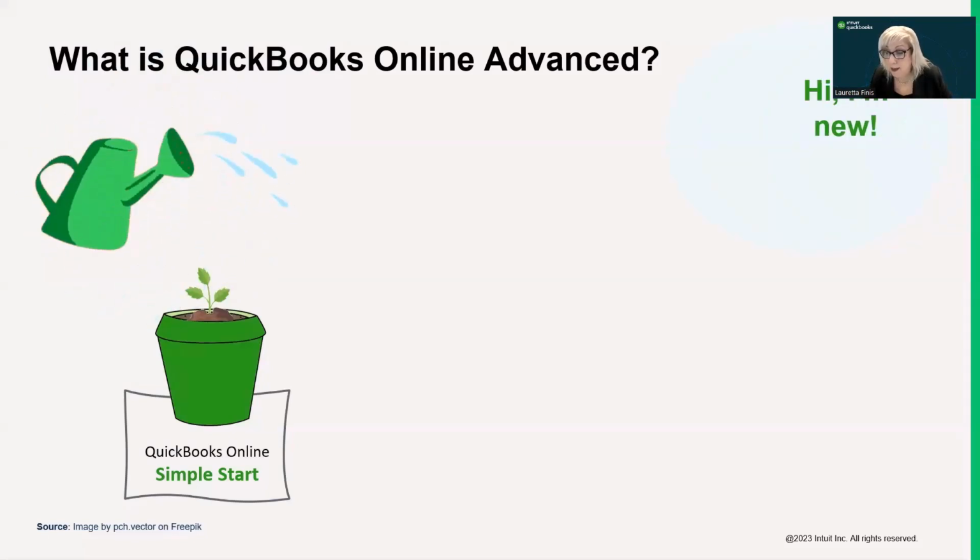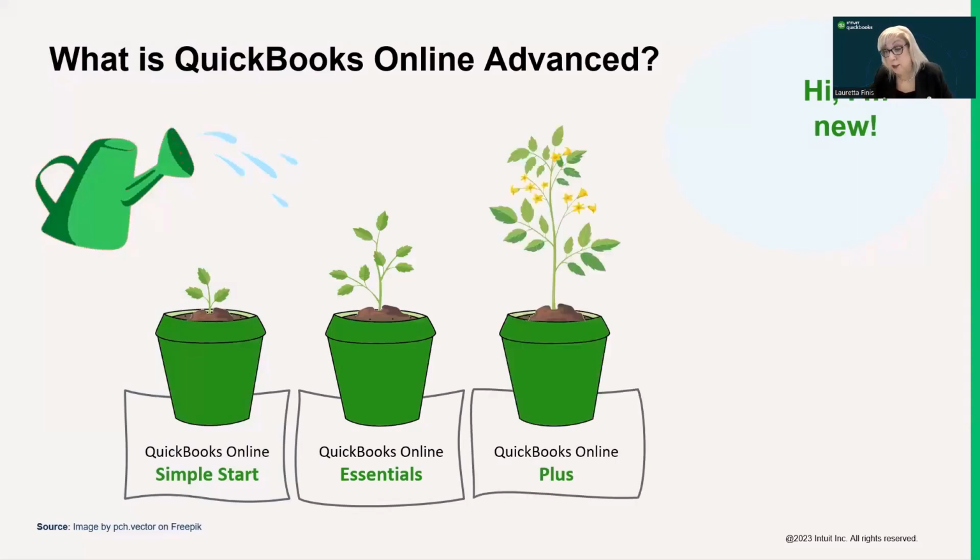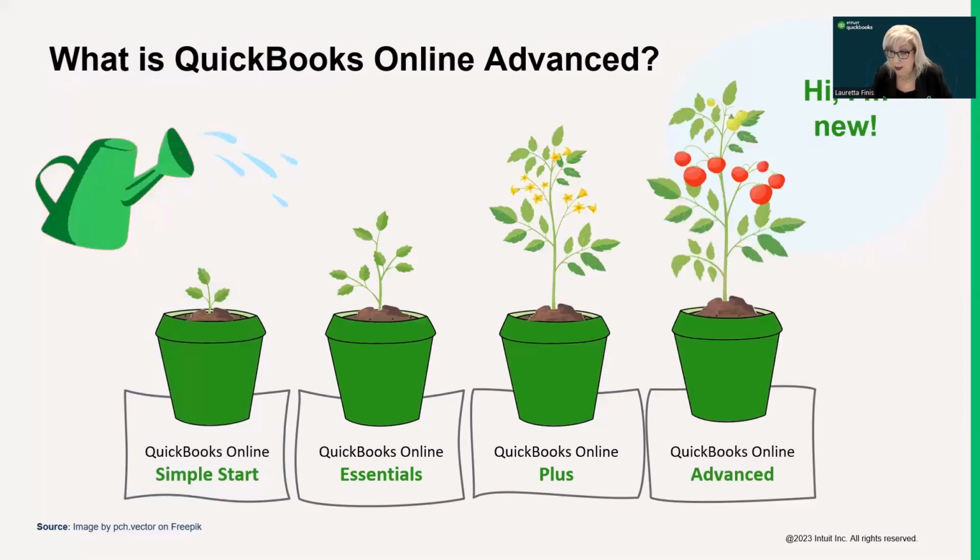Then they may need to manage suppliers and bills. Maybe they want to add multi-currency. That'll be Essentials. And then they might want to start tracking inventory. They might want to take a look at the different jobs, projects, locations, and budgets. That'll be Plus. And now, with our newest family member, QuickBooks Online Advanced, it can support thriving businesses that would like more automation, customization, and control over their business.